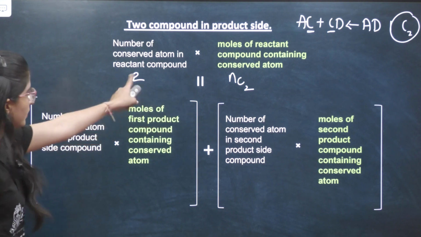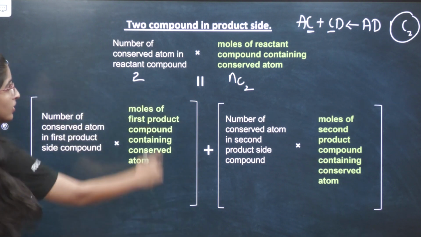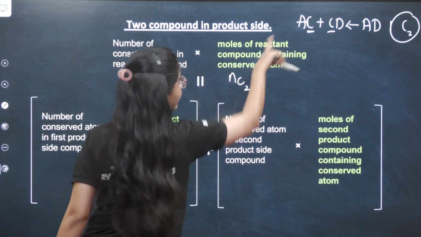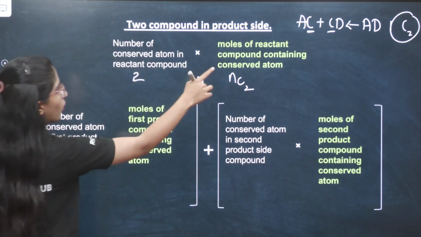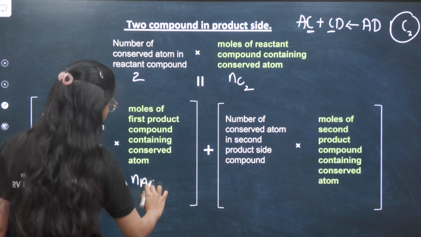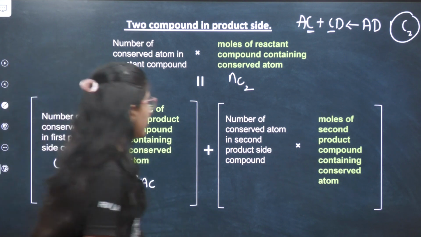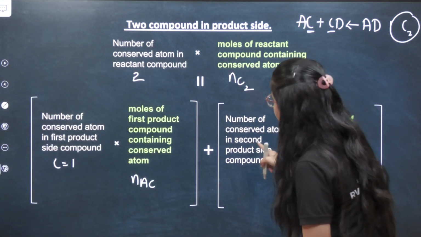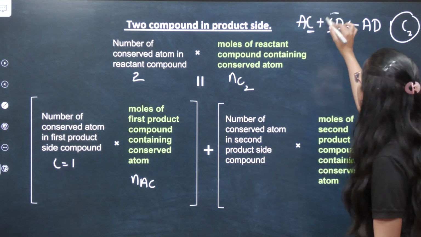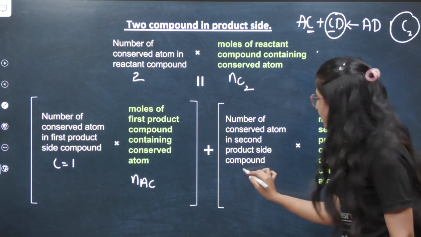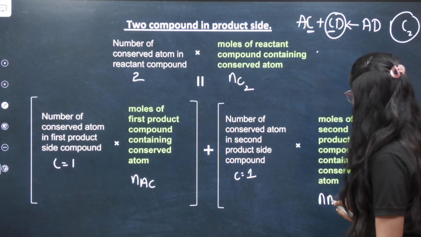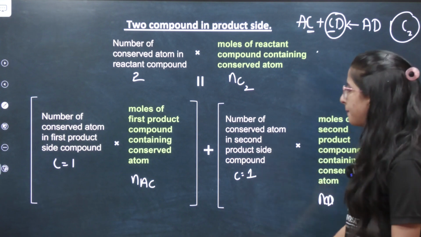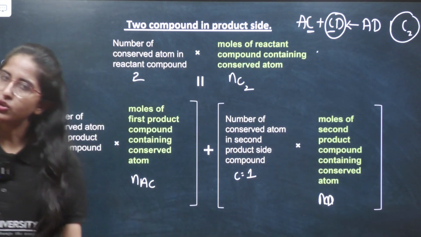C2. And it will be equal to, how many C atoms are present in AC? 1. That is, C is equal to 1. And what is the number of moles of AC? That will be given in the question, you will multiply. Plus, the number of conserved atoms in the second compound, CD. How many C atoms are present? Only 1 atom per molecule. Multiply by the number of moles of CD. That will give you the equation.